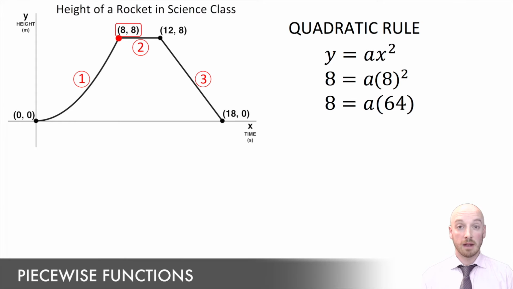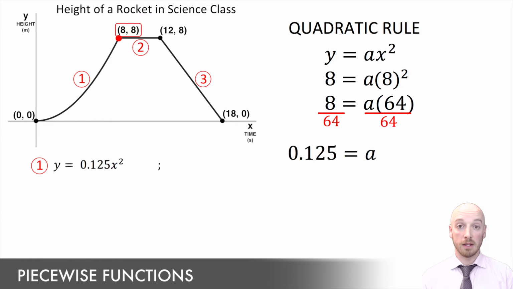So here you can see, after plugging 8 in for x and 8 in for y, because those were my coordinates, my a value comes out to 0.125. So the rule for this quadratic piece to my function is y equals 0.125x squared. Now it's really important to notice here that this quadratic rule only applies when the x values are between 0 and 8. Look at the function here and notice that this curve, this quadratic piece, only exists when the x values are between 0 and 8.